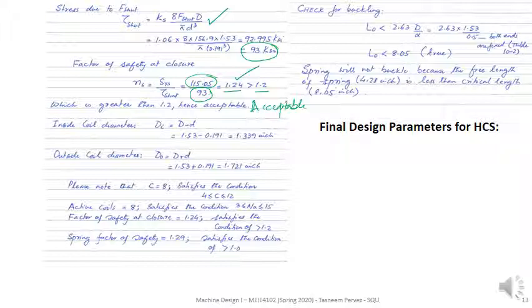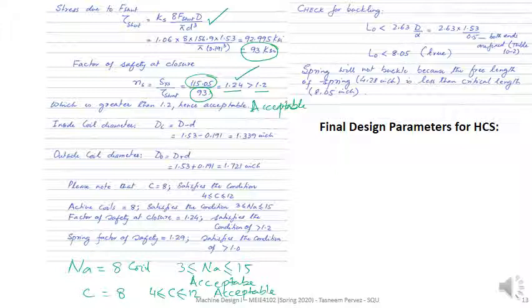You remember what we got? NA is equal to 8 coils. Again, it is between 3 and 15. So acceptable. You know the C is equal to 8, which is again between 4 and 12. So it is also acceptable. Here we don't have to create a design map because we are checking everything in between.